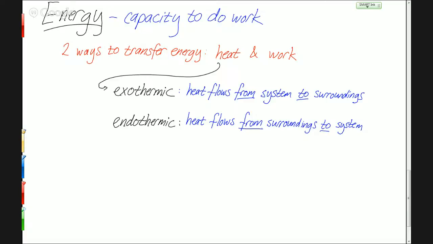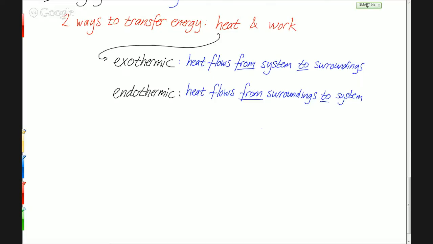But let me give you an example where it does get a little bit clearer, and this is where we would use it more practically. So let's say we have a chemical reaction in some beaker. We put our chemicals in. They start reacting.